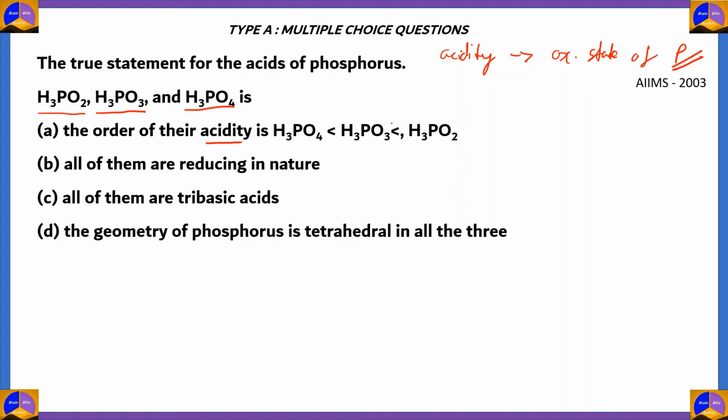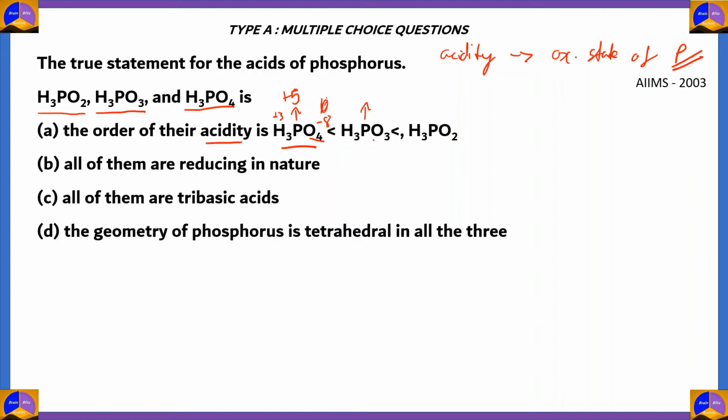And therefore, when it comes to oxidation state, H3PO4 must have the highest oxidation state. Let's check that out. O4 means there will be a total of -8, and then there will be +3. So we'll have to have +5 in order to counteract the -8. So for phosphorus, it's +5 in H3PO4.